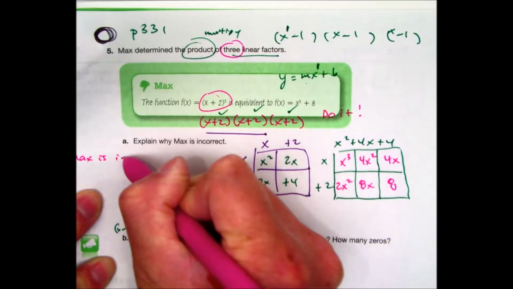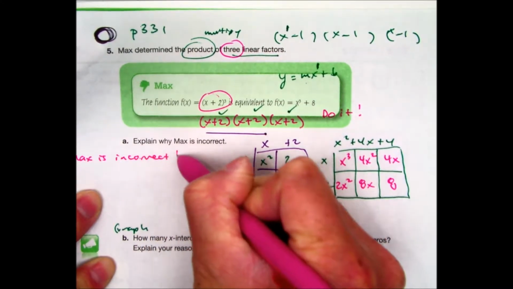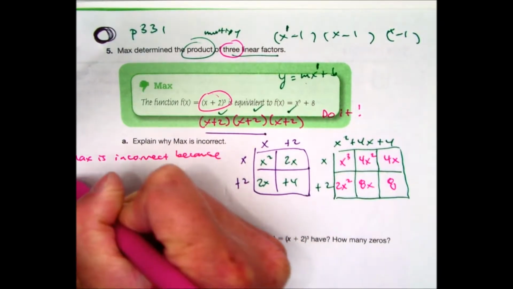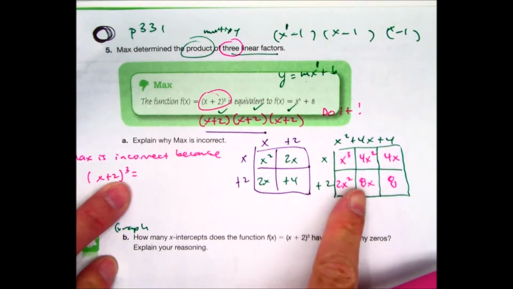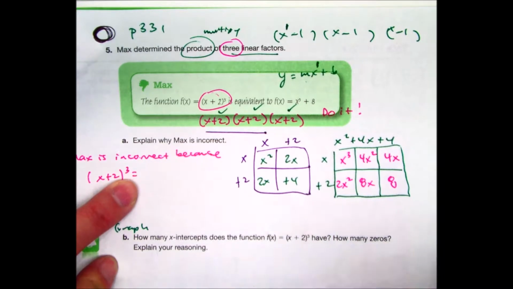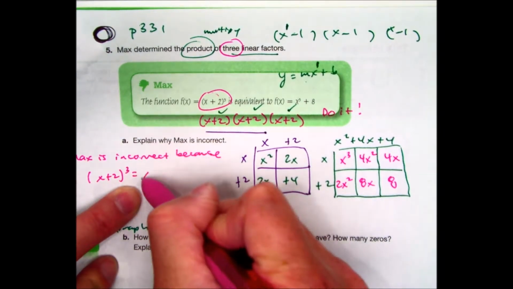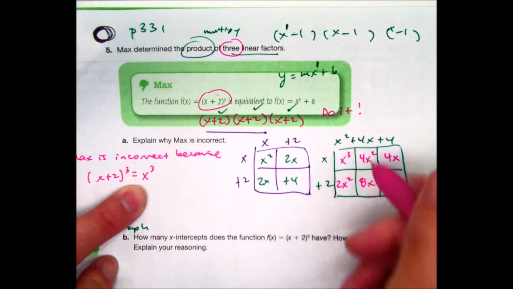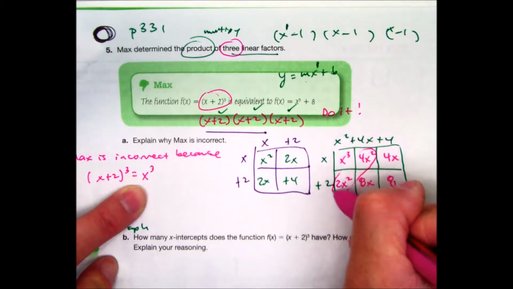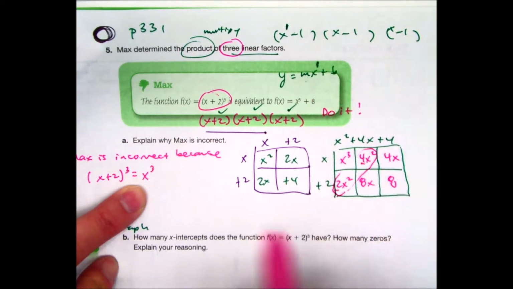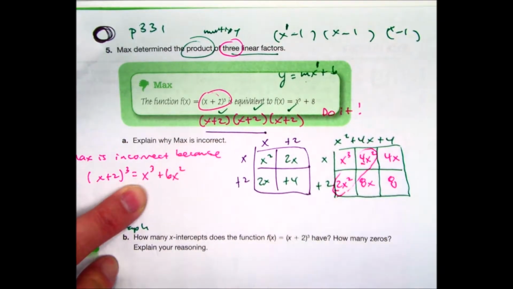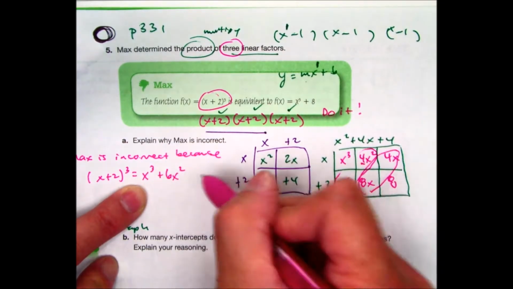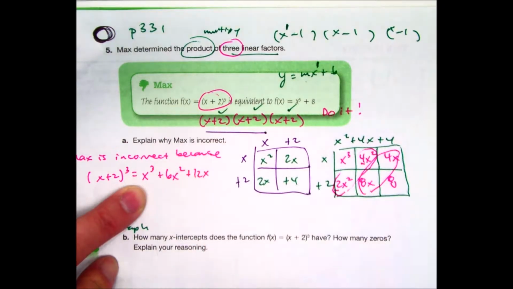Max is incorrect because x plus 2 cubed is equal to, let's combine like terms here, x cubed, you're just adding the numbers in front, 2 and plus 4 is 6. Next one. Plus 8.